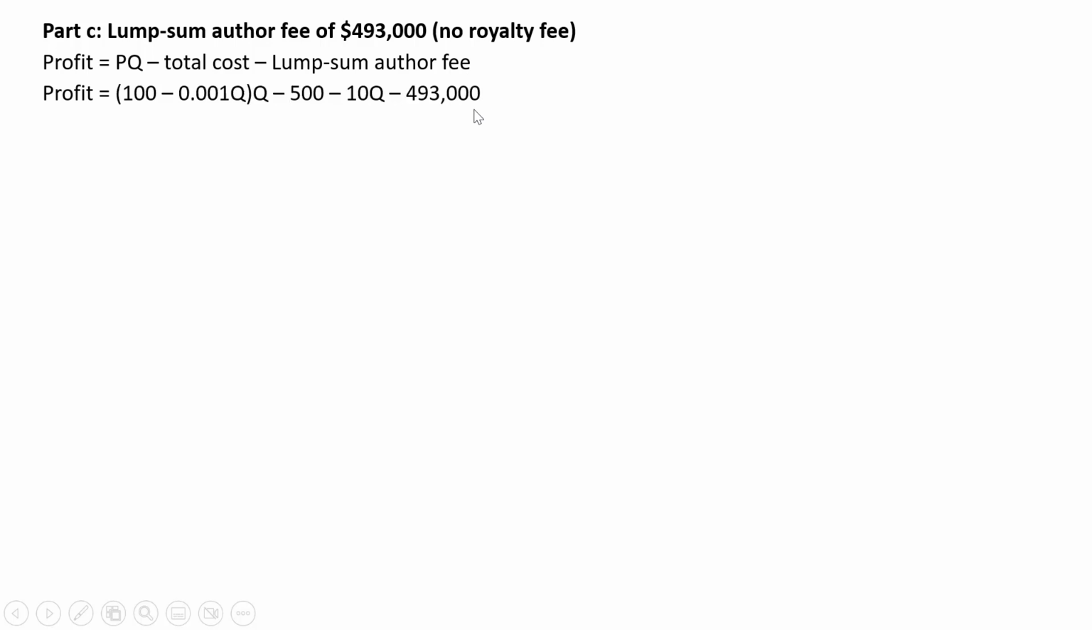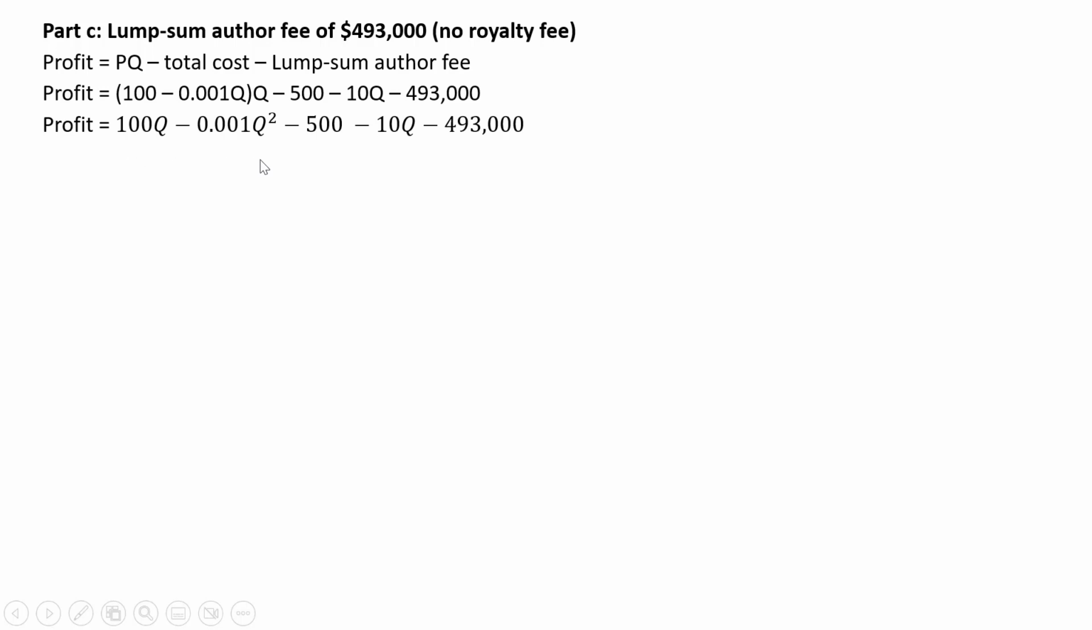Now let's look at Part C, where there is no royalty fee. The author is just paid a lump sum fee by the publisher of $493,000. What happens under this scenario? Profit for the publisher will then look like this: total revenue minus total cost minus the lump sum fee to the author. Making all our substitutions.